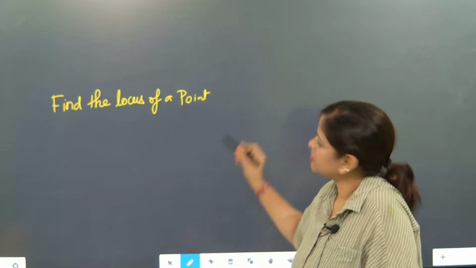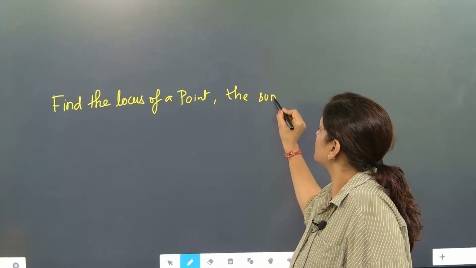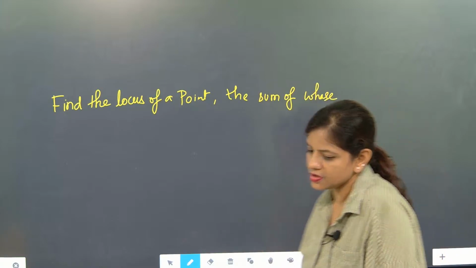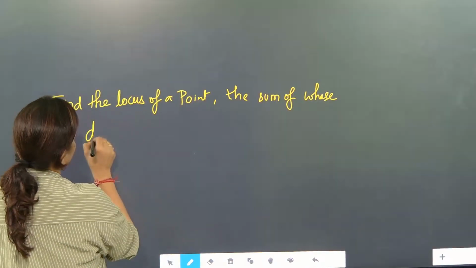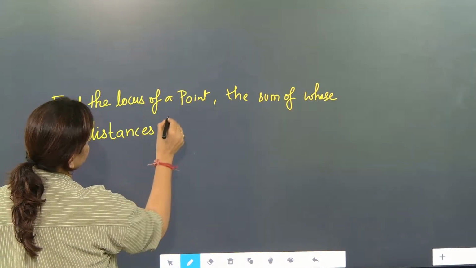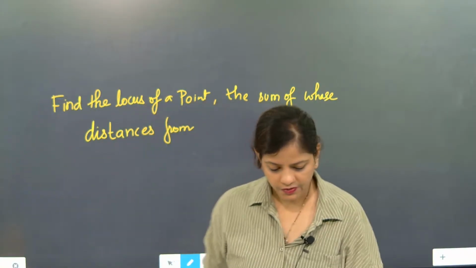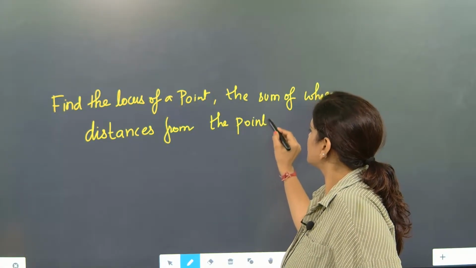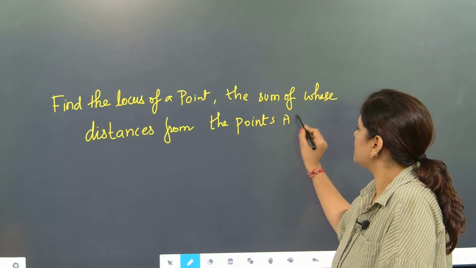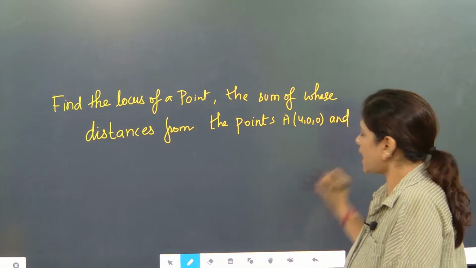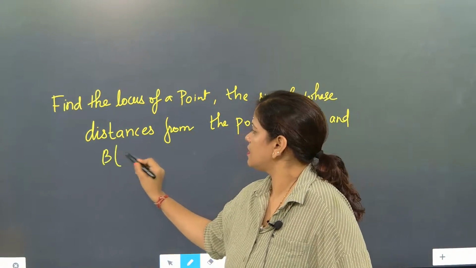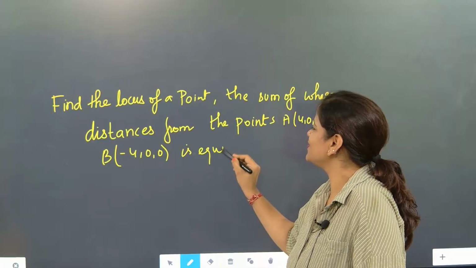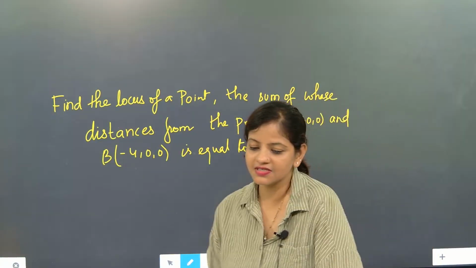The locus of a point, the sum of whose distances from the points A, that is 4, 0, 0, and B, minus 4, 0, 0, is equal to 10. This is exactly given. The sum of the distances is exactly equal to 10.